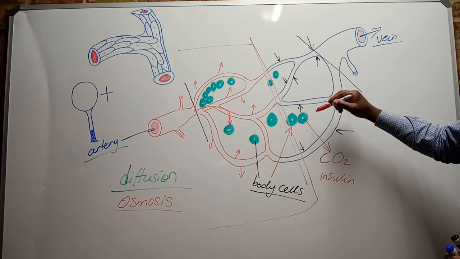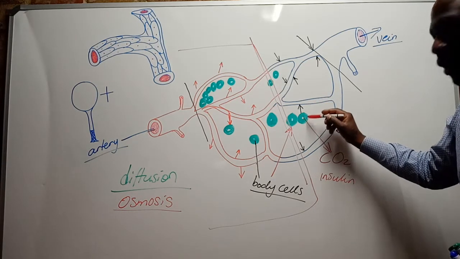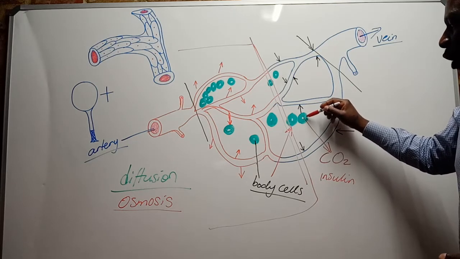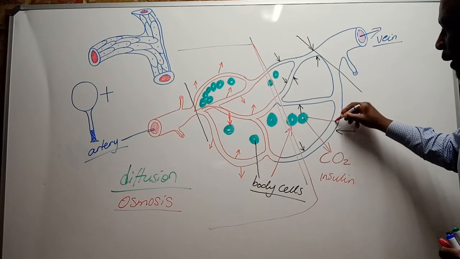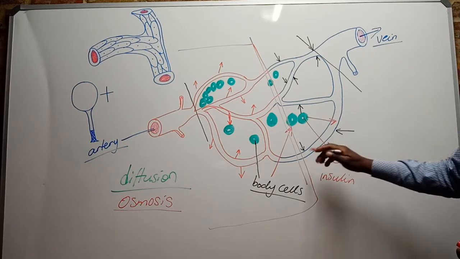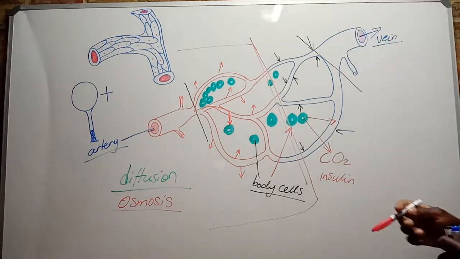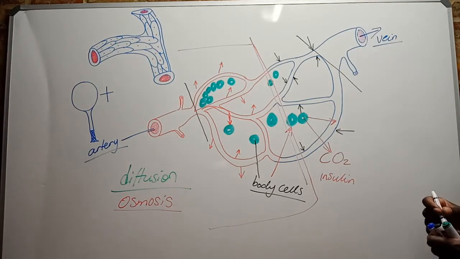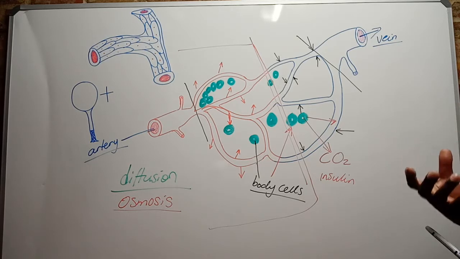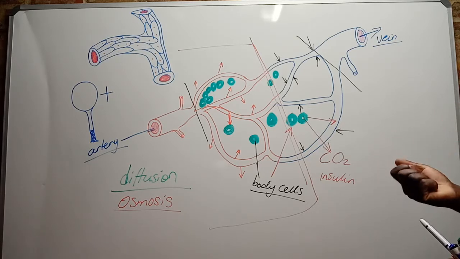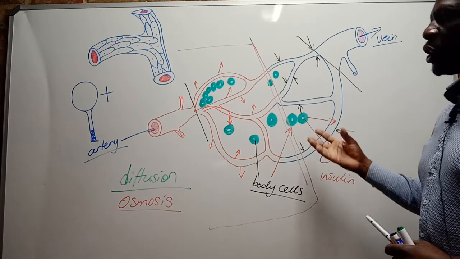Now, these two must move from the region of high concentration, which is the body cells, to the region of low concentration, which is inside the bloodstream. And then it is taken away towards the heart once again. Now we also have to understand how the capillary tubes are biologically adapted to achieve this.